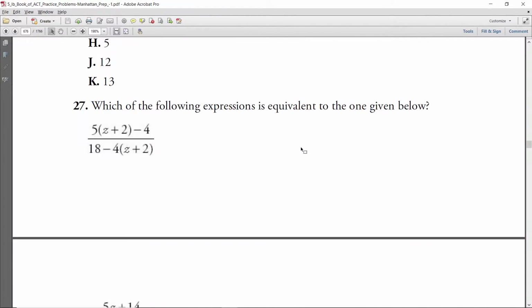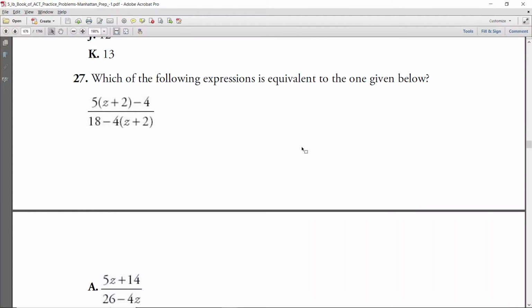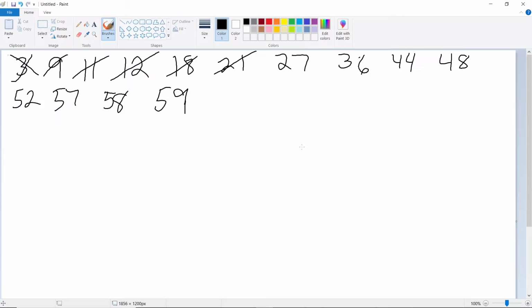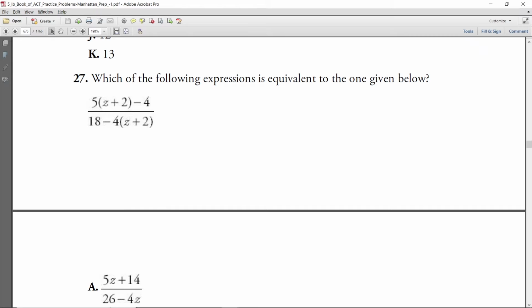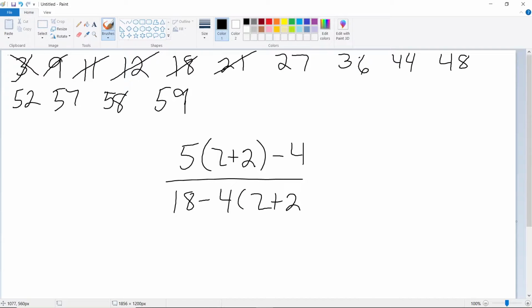27. Which of the following expressions is equivalent to the one given below? All right, so this one, we're getting into some division with variables. 5 times (Z plus 2) minus 4, divided by 18 minus 4 times (Z plus 2). Okay, these are called rational functions.